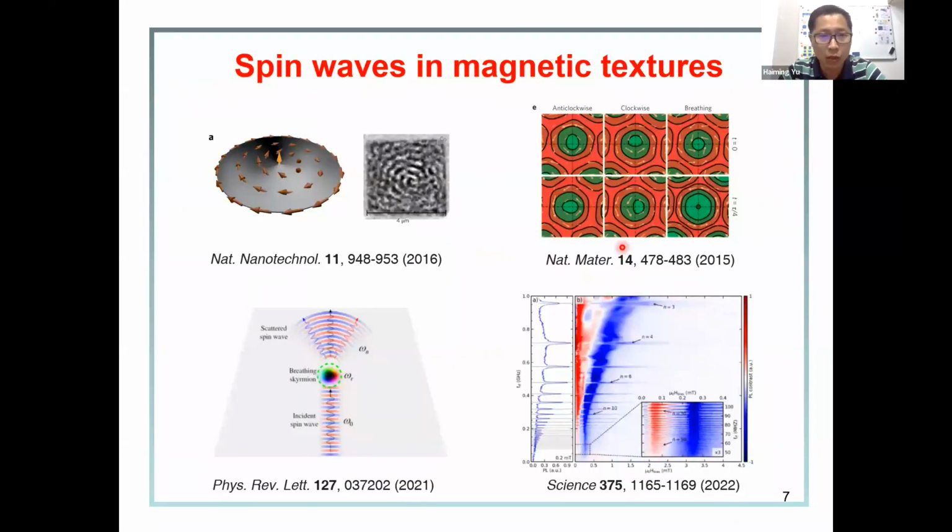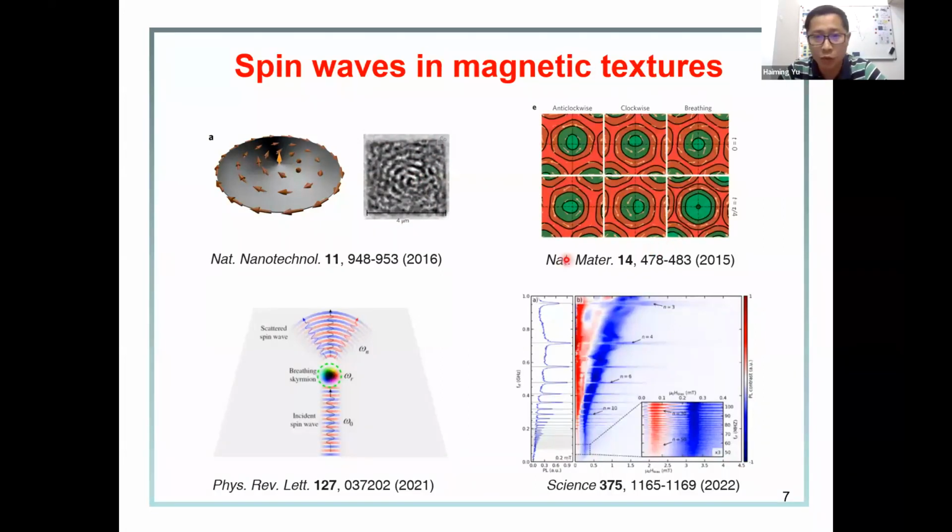And there are also spin waves that can propagate or interact with other magnetic textures. For example, the spin wave can be generated in these vortex structures, and one can observe the spin wave propagation using X-ray spectroscopy, where you can see the propagation of spin wave from the vortex core to the edge of the vortex.